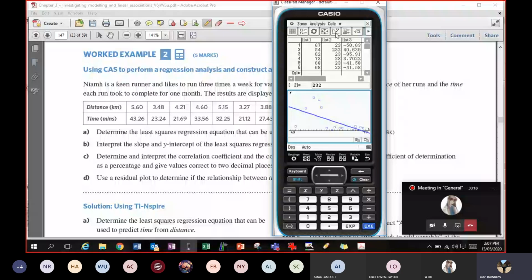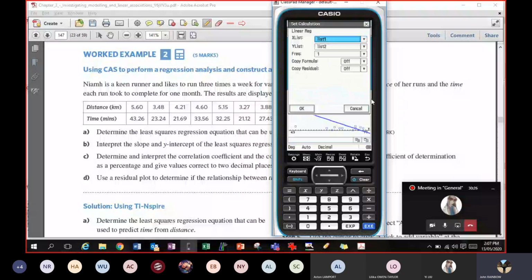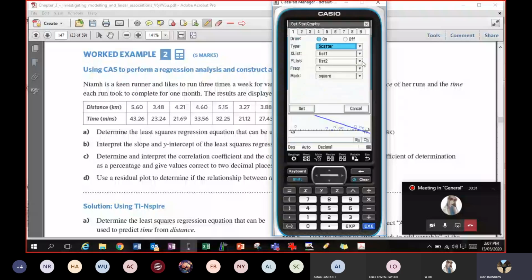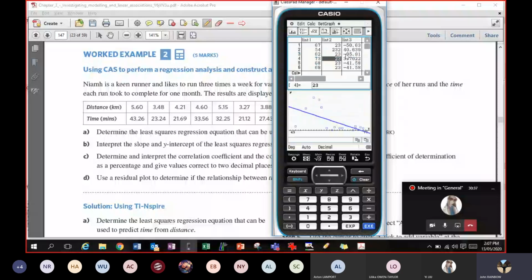This is going to be my residual plot that I want to do. I don't want to do a lin reg. I just want to do a residual plot, which is a scatter plot where my X is list 1 and my Y will be list 3, because that shows the residual values.